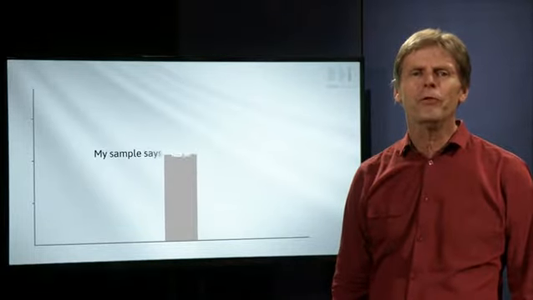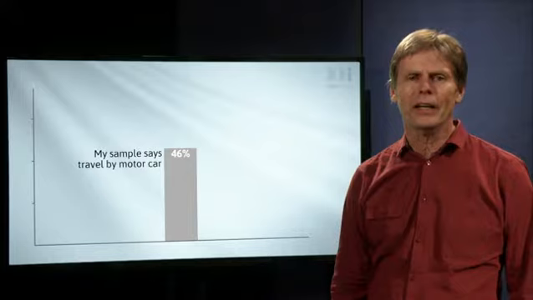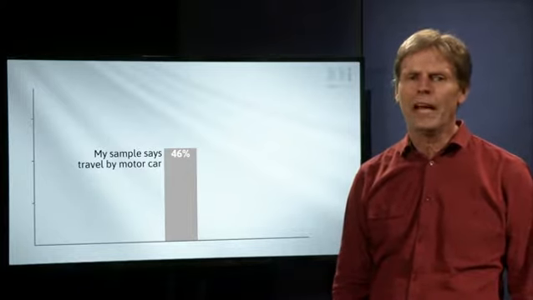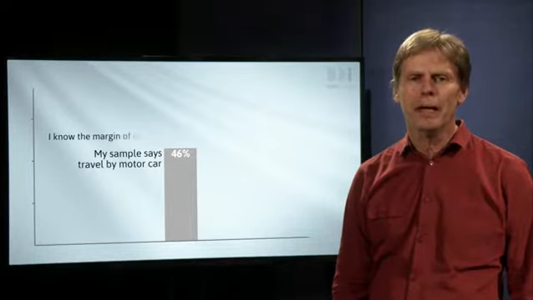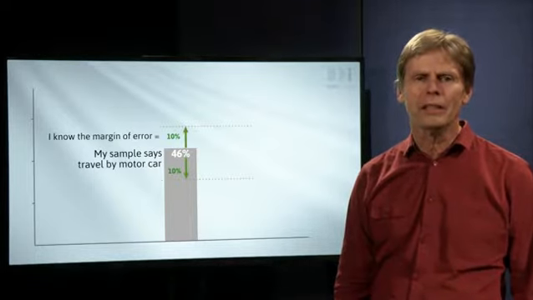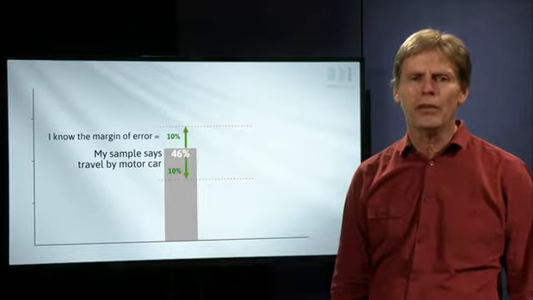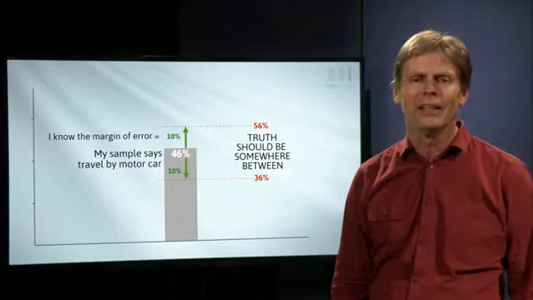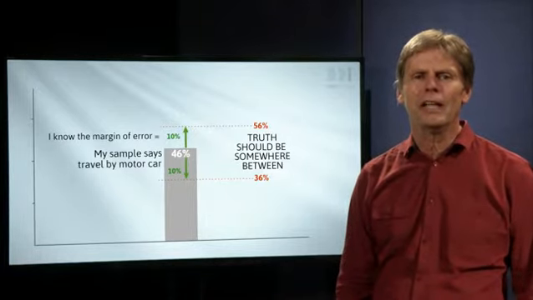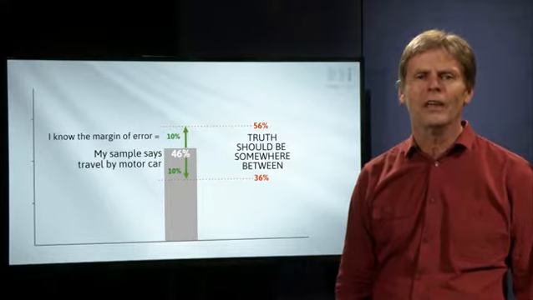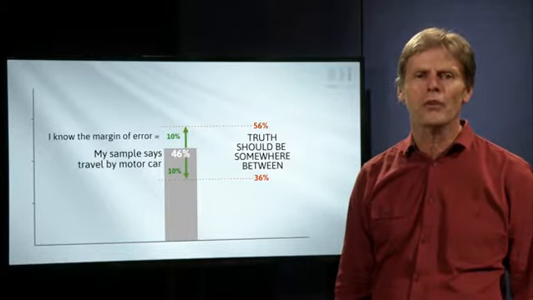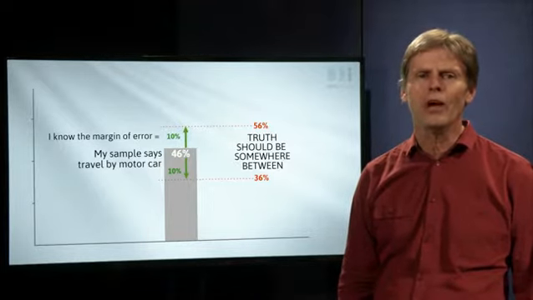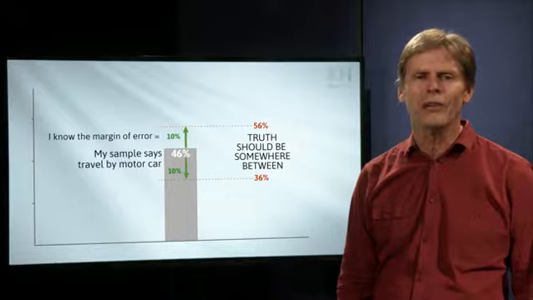Suppose my sample gave 46% for travelling by motorcar. If all I had was my sample value, 46%, but I knew sample values in this situation had a margin of error of about 10%, I'd conclude that the true population value was somewhere between 36% and 56%. That's the basic idea behind what statisticians call a confidence interval, a range we're pretty sure covers the true value. It's a common sense way of thinking, but to do it we need to know what's the margin of error we need to allow for.